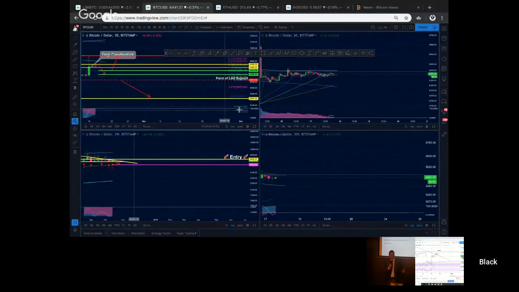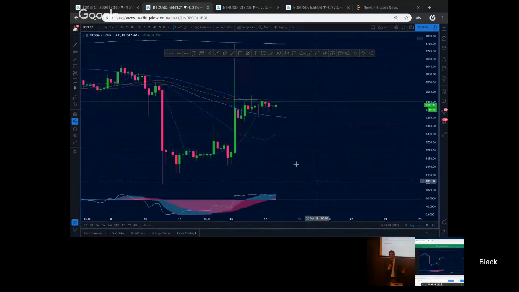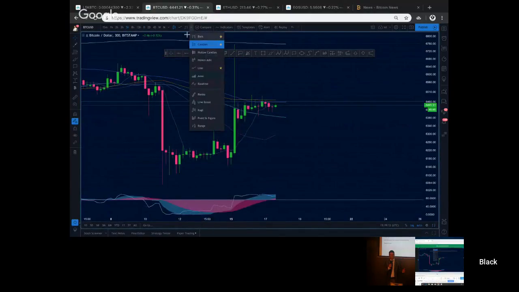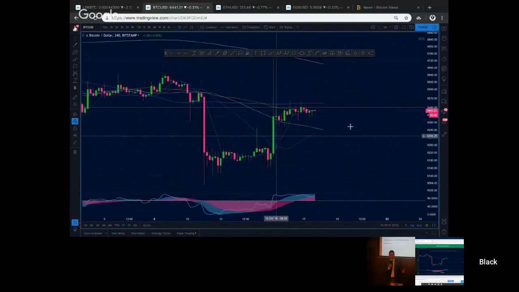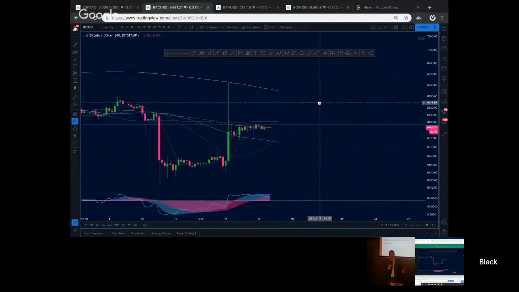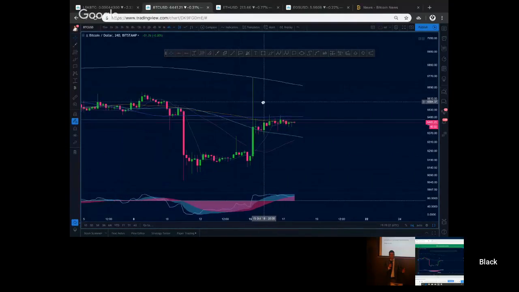Okay, let me check the lower time frame. Let's see the 5 hour time frame, maybe the 4 hour time frame. Let's check the 4 hour time frame. On this time frame, we can see that price rebounded from moving average 500. This is important resistance on this time frame, and the price is now testing the resistance of moving average 200.